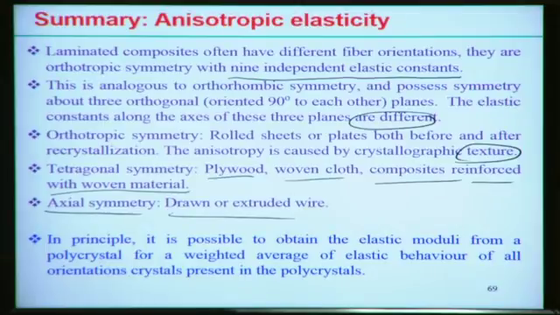So in principle, it is possible to obtain the elastic modulus of a polycrystal from a weighted average of the elastic behavior of all orientation crystals present in the polycrystal. So the point is that if we try to produce the aggregate value of the elastic modulus, sometimes we can introduce the weighted average method, considering the elastic modulus of individual directions, to analyze different polycrystalline structures.